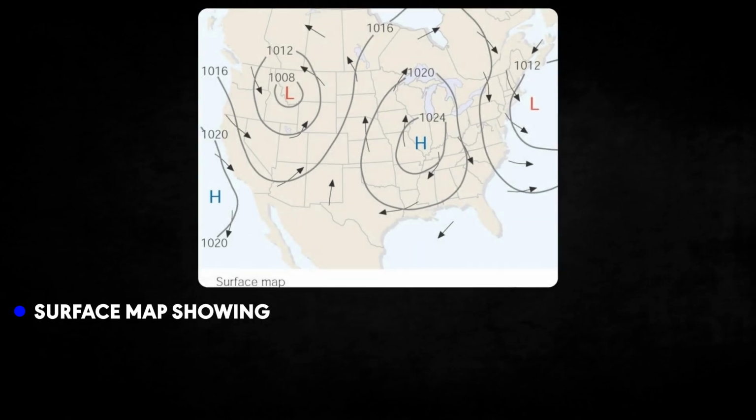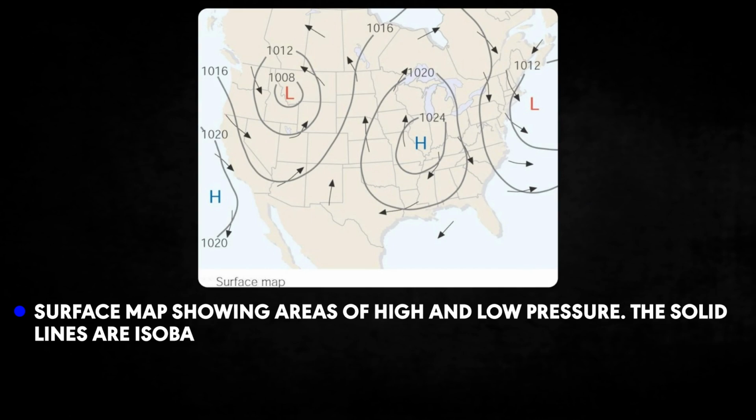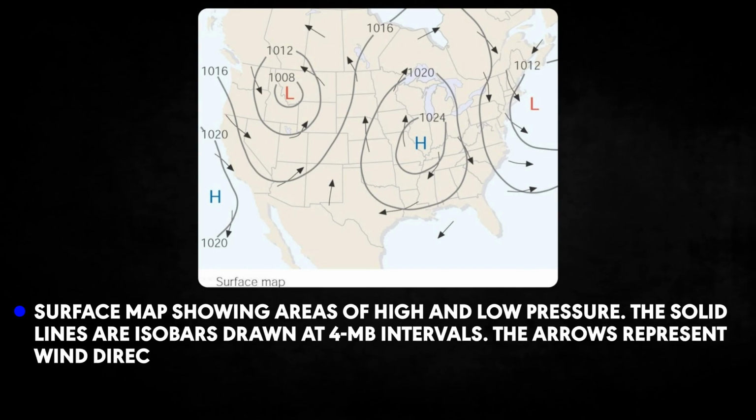Surface map showing areas of high and low pressure. The solid lines are isobars drawn at 4 mb intervals. The arrows represent wind direction.